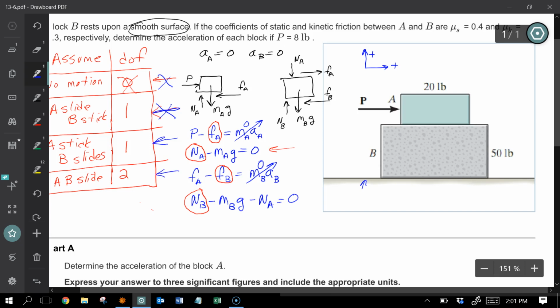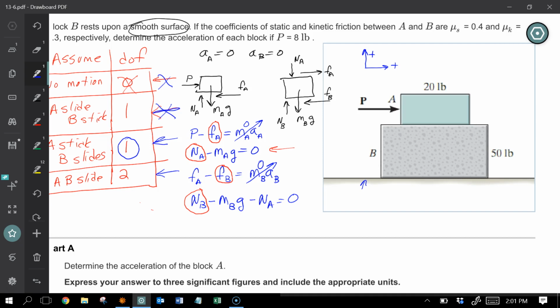Okay, so these are the two assumptions. And which one is which? Well, what you should always do, if these are your two choices, is begin with the minimum degrees of freedom. So we're going to begin with 1 degree of freedom. What we're doing is saying A is sticking to B and B is sliding. That's what we're going to assume. Okay, let's take a look at the equations.